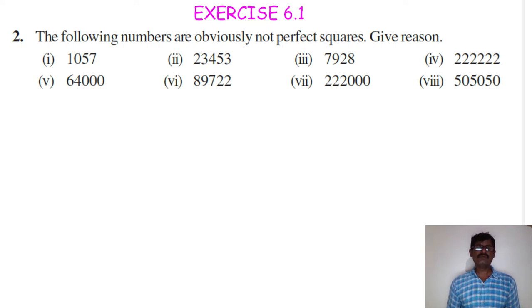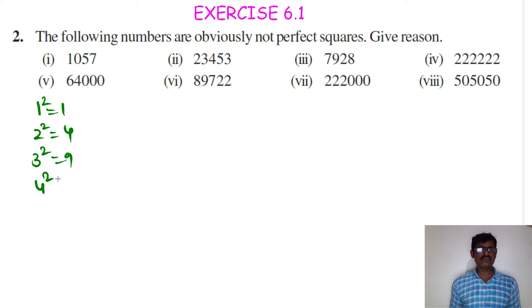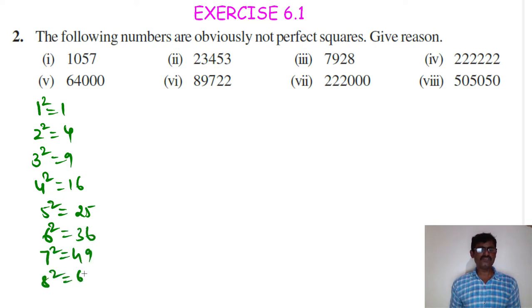Exercise 6.1, second problem. The following numbers are obviously not perfect squares. Give reason. Before going to answer this question, first let us take the squares of the first 10 natural numbers. We know that 1 squared equals 1, 2 squared equals 4, 3 squared equals 9, 4 squared equals 16, 5 squared equals 25, 6 squared equals 36, 7 squared equals 49, 8 squared equals 64, 9 squared equals 81, 10 squared equals 100.